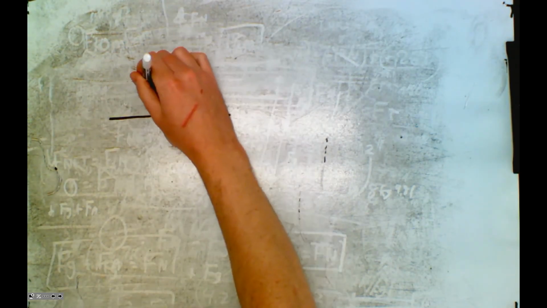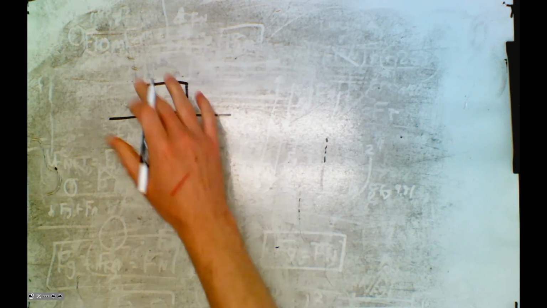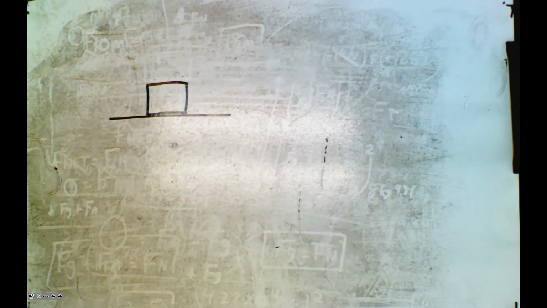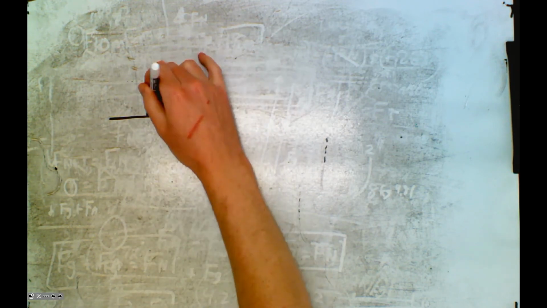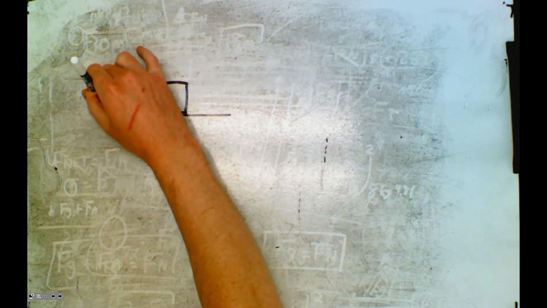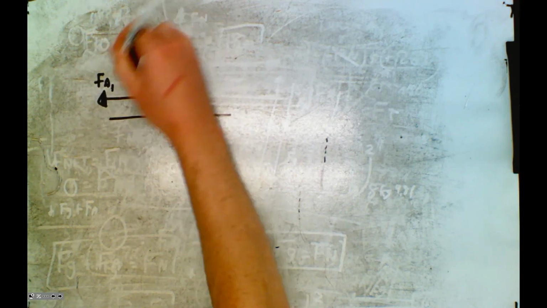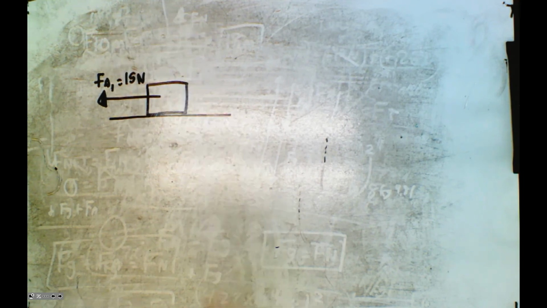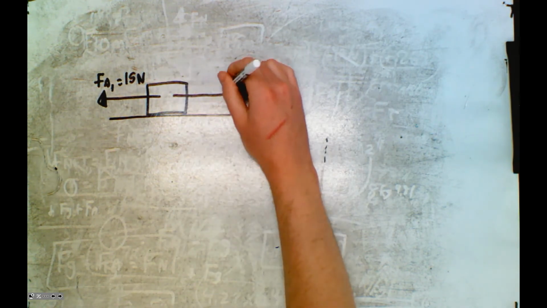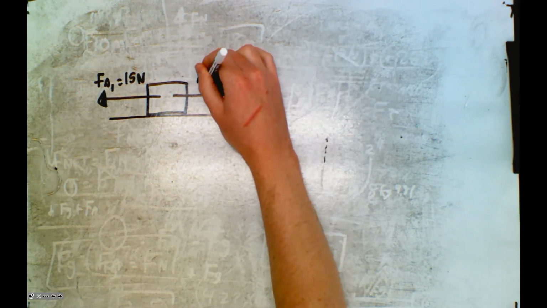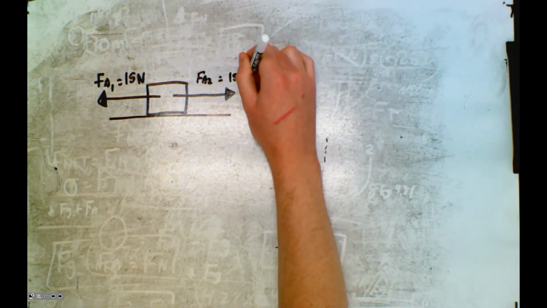So here's our object. Yes, there may be force of gravity, force normal. It doesn't really matter because they're talking about two applied forces on this question. So two things are pulling on this one object. We have one applied force, we'll call it force applied 1, and it's 15 newtons to the left. It said that the object is stationary, so there has to be an equal and opposite force applied to the right, which must also equal 15 newtons.